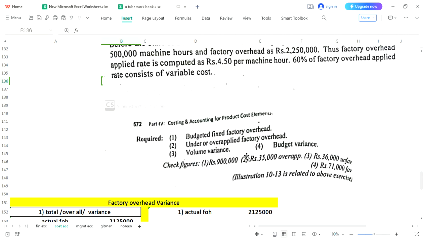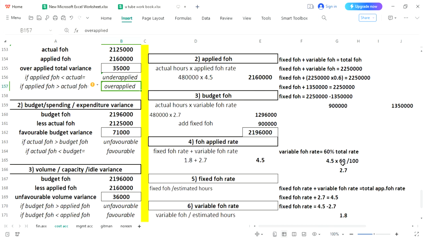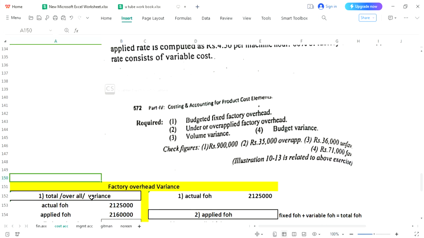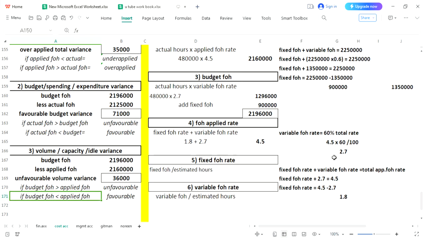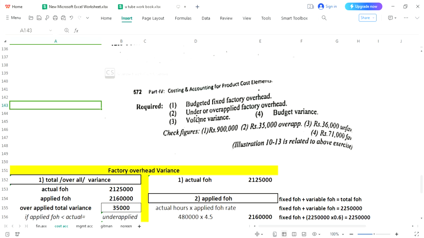Third was volume variance 36,000. Volume variance 36,000 unfavorable. So 36,000 unfavorable is verified. Fourth was budget variance 71,000. Budget variance 71,000, it is favorable, which we have written, and favorable is also written in the question. So whole of the question is reviewed.